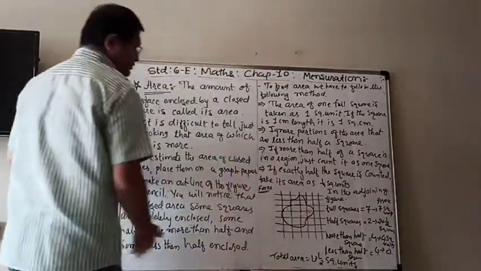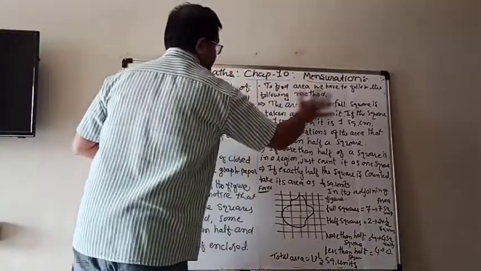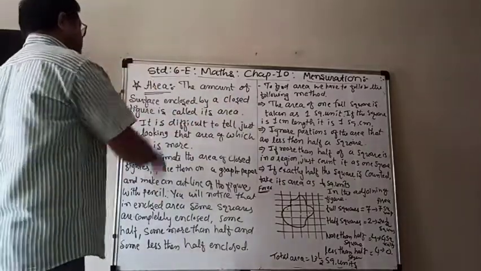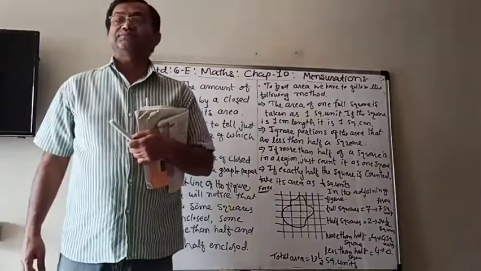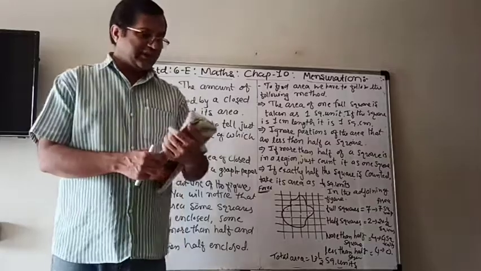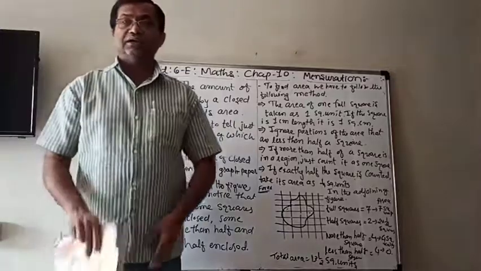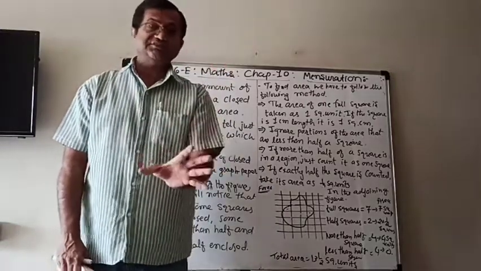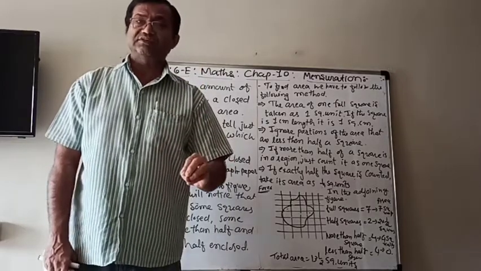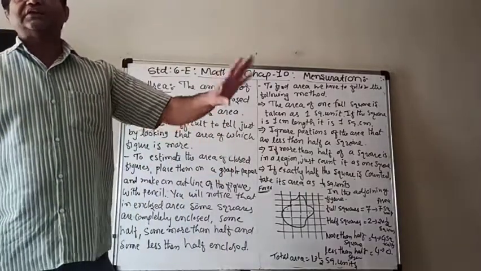Suppose this is our board. So this whole part inside, if you find the measure of that surface, it is known as the area of that board. Similarly, if I put a paper here and draw a rectangle, then the amount of surface that it occupies is known as the area of that object.